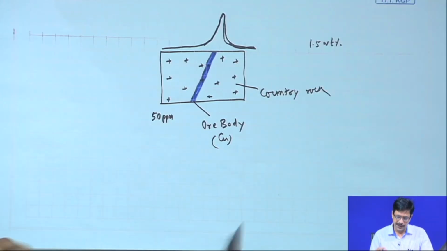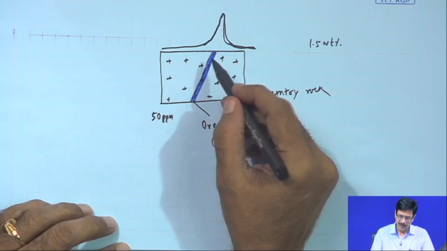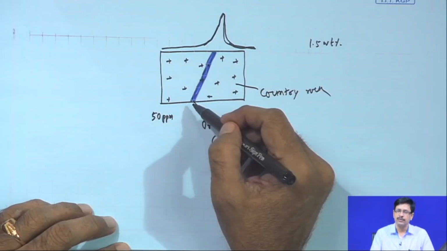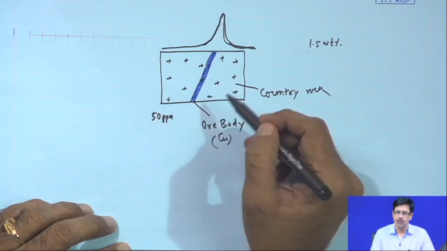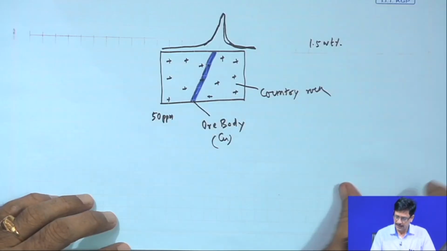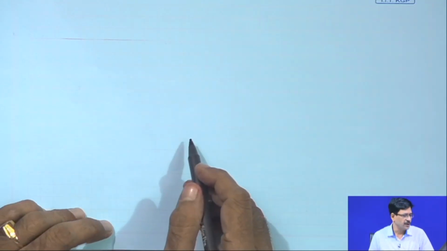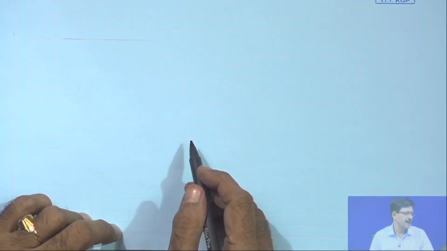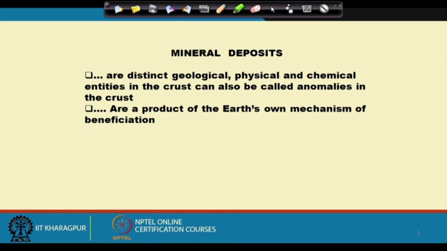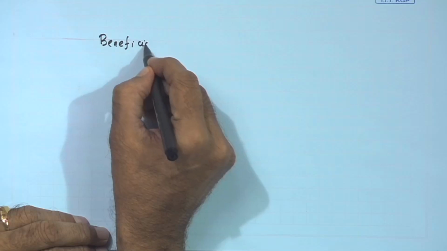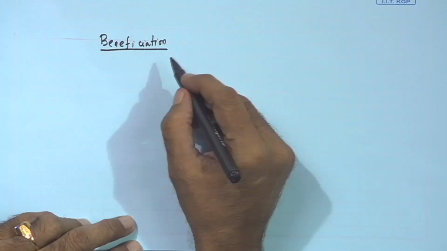So, for example, this is a common rock and this is an ore. Now there could be lots of questions which could be put here. When did this ore body come into existence and how did it come into existence? There are so many questions. So the next point which I have made here, as an attribute of mineral deposits, is that they are a product of the earth's own mechanism of beneficiation. You all understand what beneficiation is. You all have studied it in school.